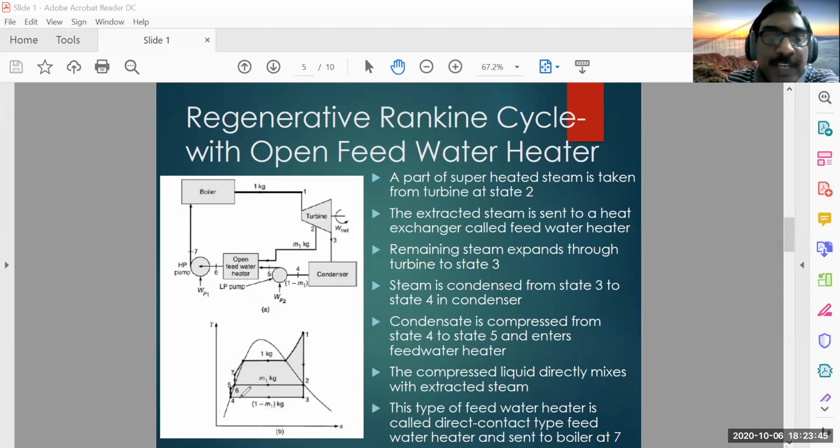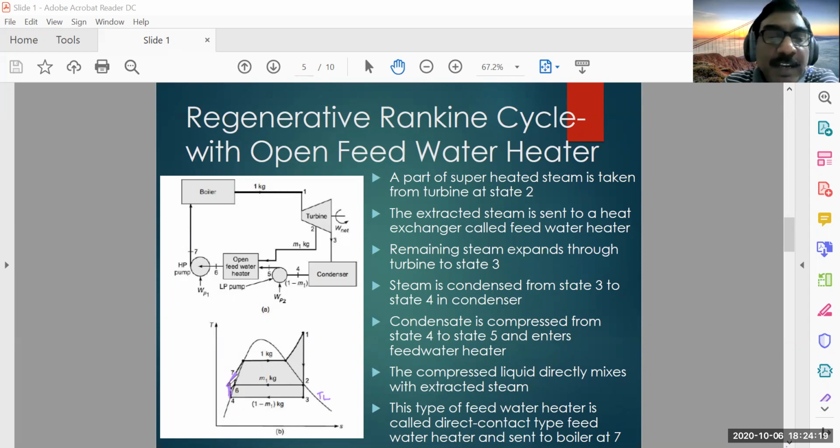For example, if you take this particular Rankine cycle and you are expanding till this point, the steam is expanded from 1 to 3, then it has gone to the lower temperature. So this is the normal Rankine cycle without regeneration.